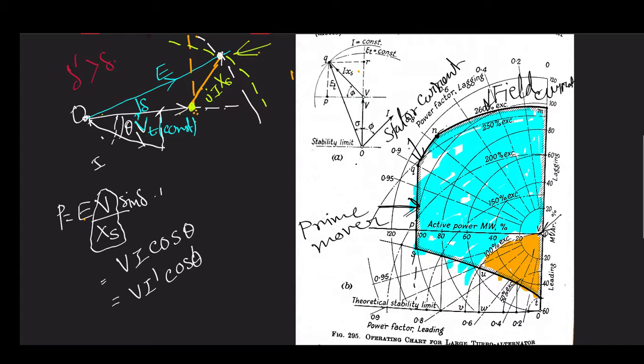This side, from N to this side, is due to the field current limitation. Q to N is due to the stator current limitation. Q to S is due to the prime mover limitation. Then what is the factor that limits S to T? Why can't we have it like this? Because our theoretical stability limit is equal to 90 degrees.